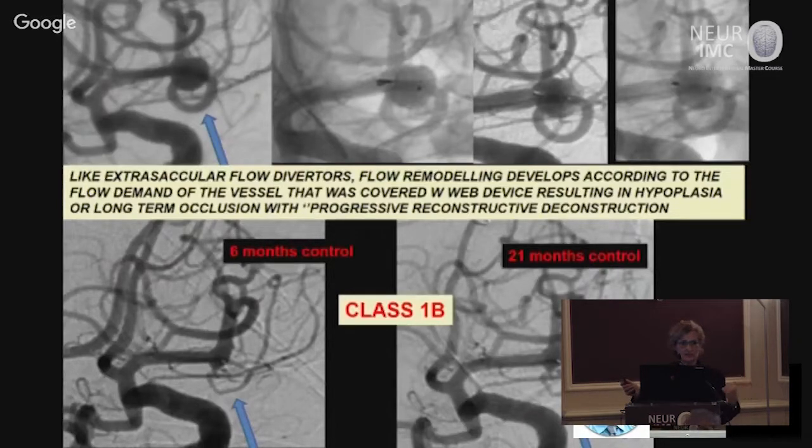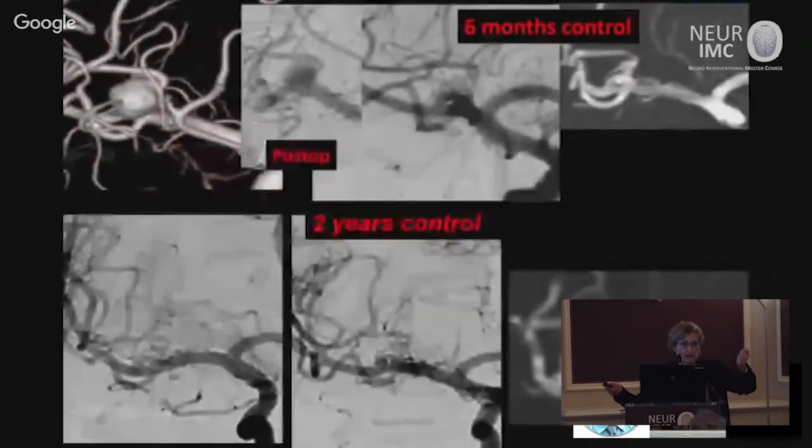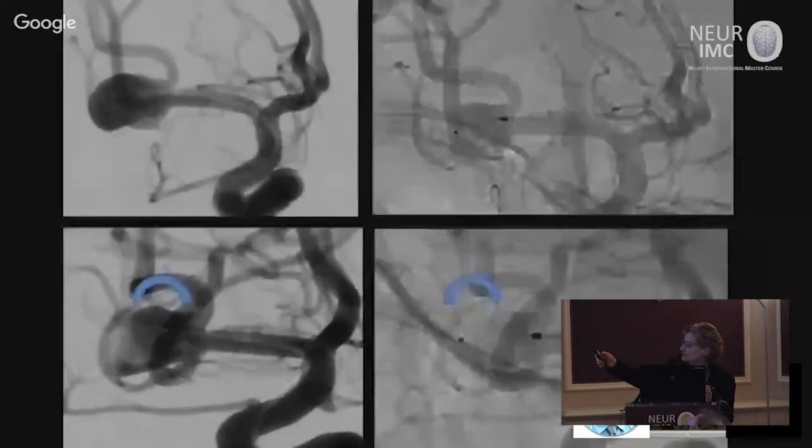However, as I said before, sizing is very important. If you undersize, this is the case that was treated by one of our fellows elsewhere, and then he referred the patient to us, a WEB device. However, while he was releasing it, it moved, so he pulled back and placed it again. If you can move the device easily during your placement, it means you are undersizing. And this is what happened in that patient.